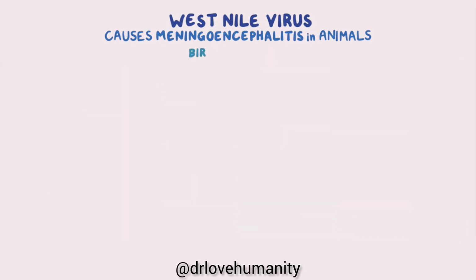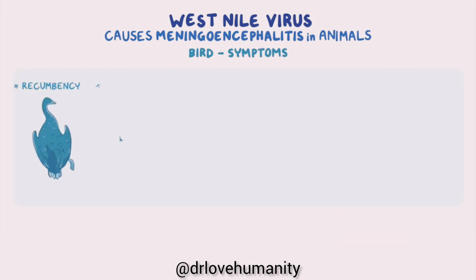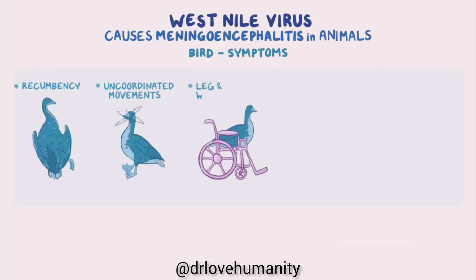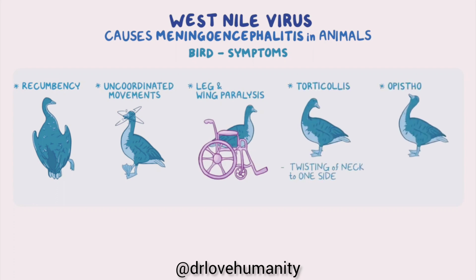Similarly, infected birds also show symptoms like recumbency, uncoordinated movements, and leg and wing paralysis. Some birds may also show torticollis, which is the twisting of the neck to one side, and opisthotonus, which is an extreme arching of the neck and back caused by muscle spasms.